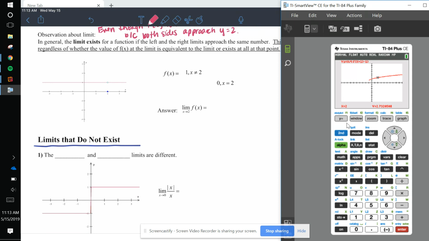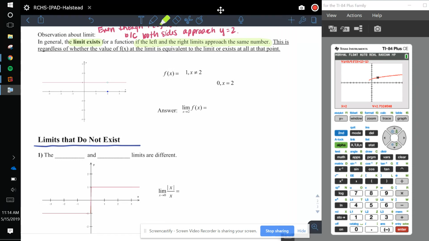This is really important right here. A limit exists for a function if the left and the right limits approach the same number. So if on the left side and the right side the limits are the same, then they're approaching the same number, and we have a limit. This is regardless of whether the function is actually defined at that point. So f of 0 doesn't have to equal the limit.